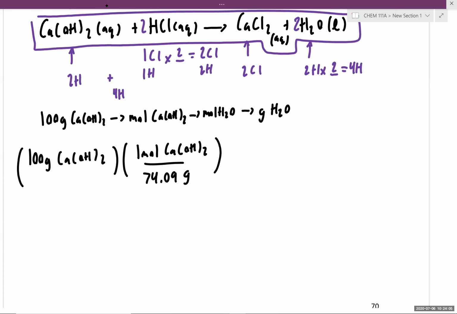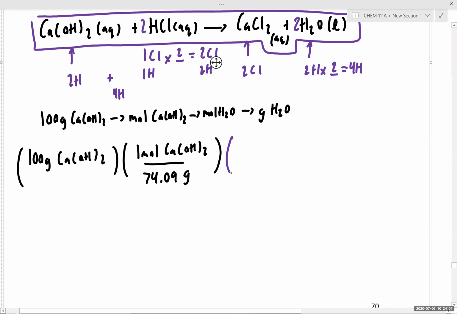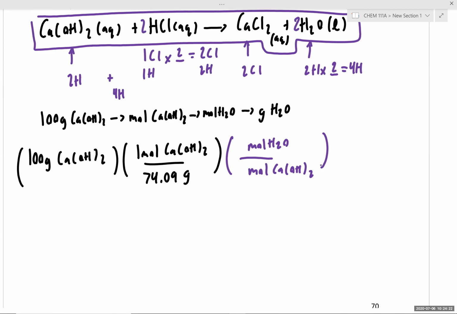Okay, now we look at our mole to mole ratio. How many moles of water do we produce per every mole of calcium hydroxide that we consume? What is our mole to mole ratio? 2:1. Yep, exactly right. We have 2 moles of water per every 1 mole of calcium hydroxide.